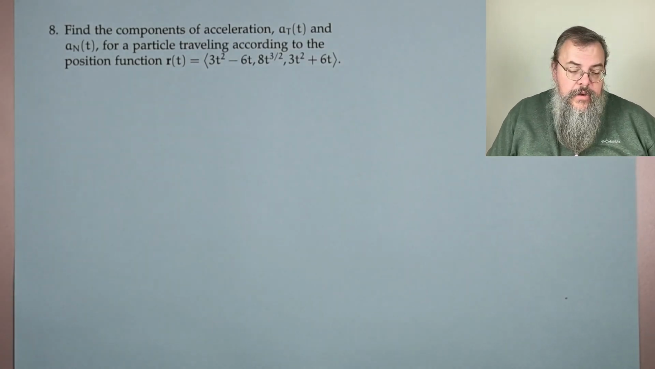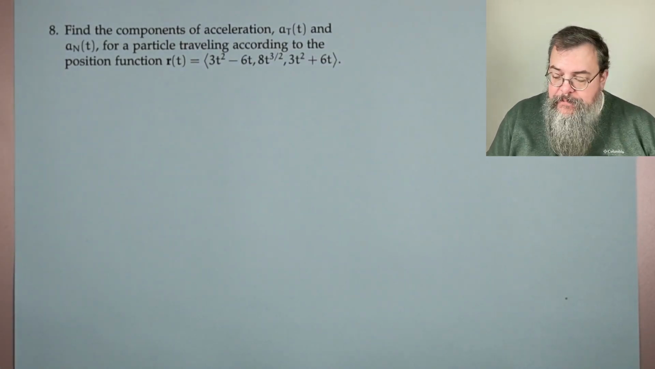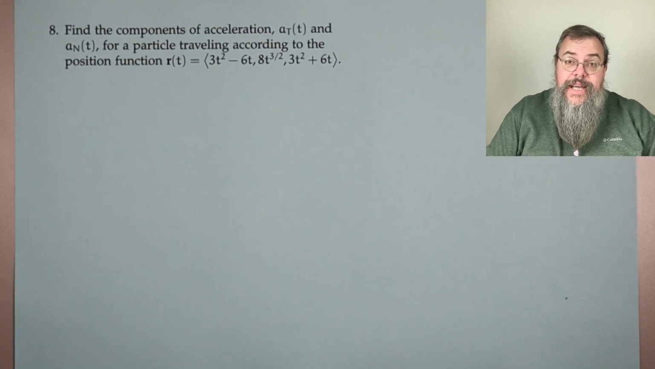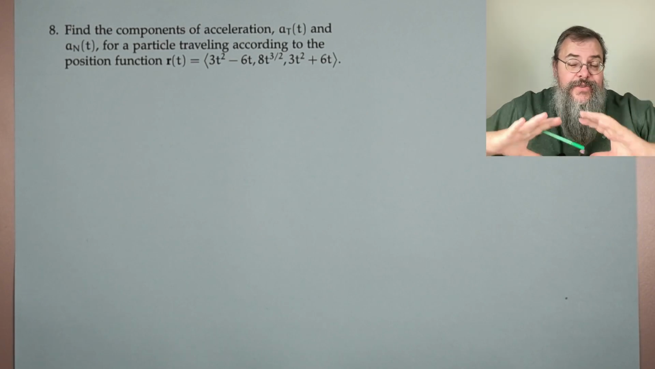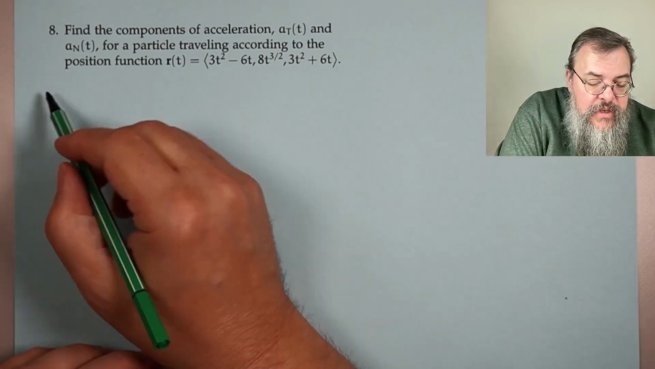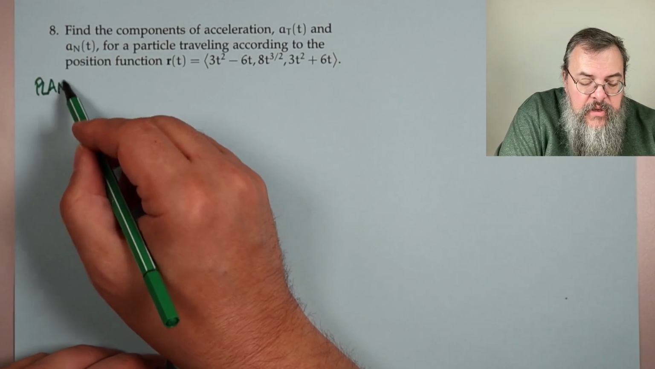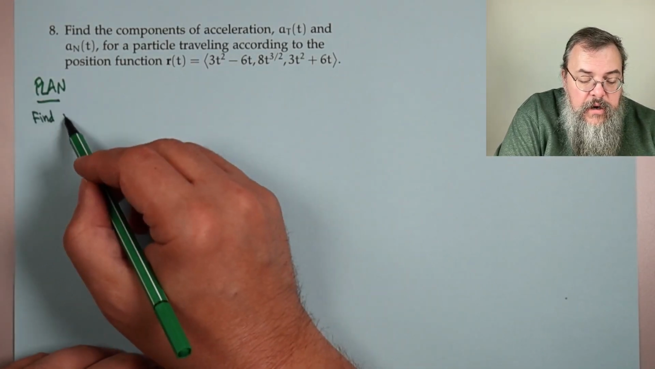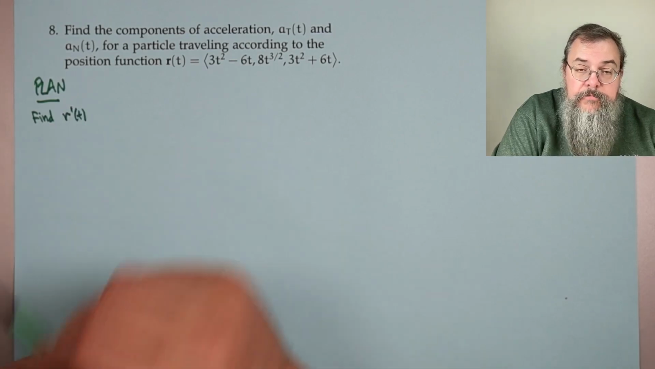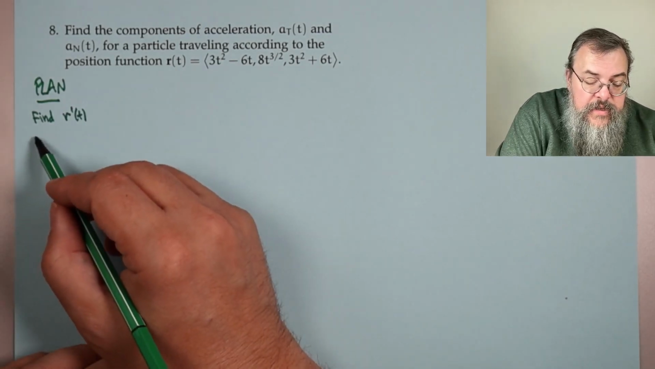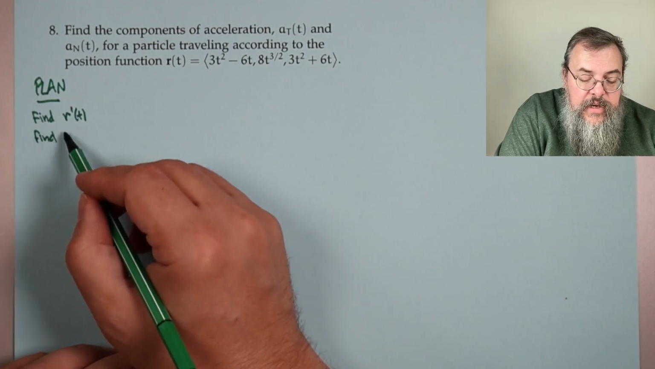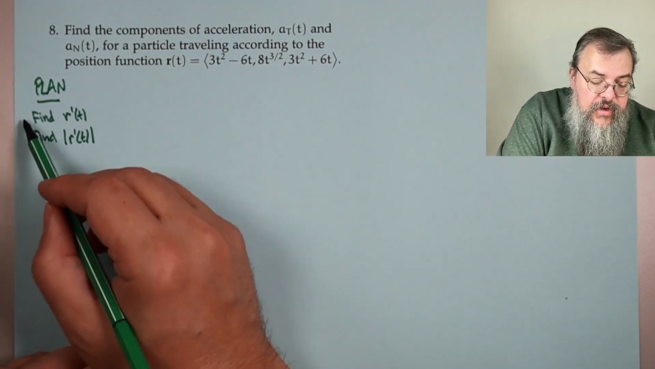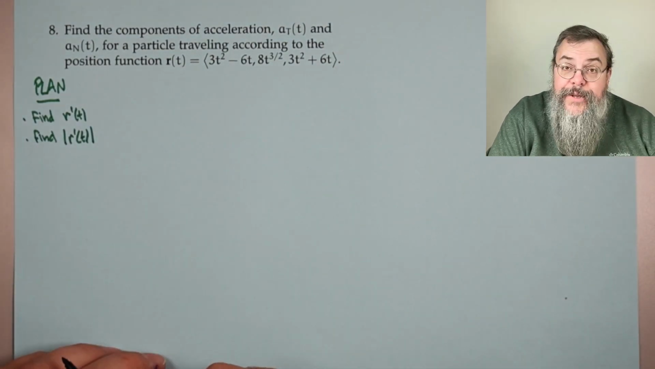All right. Well, what's the game plan? When you have a problem that says a sub t and a sub n, there's sort of a procedure. So here's our plan. First, we're going to find our r prime of t. And then, once you did that, find the magnitude of r prime of t.